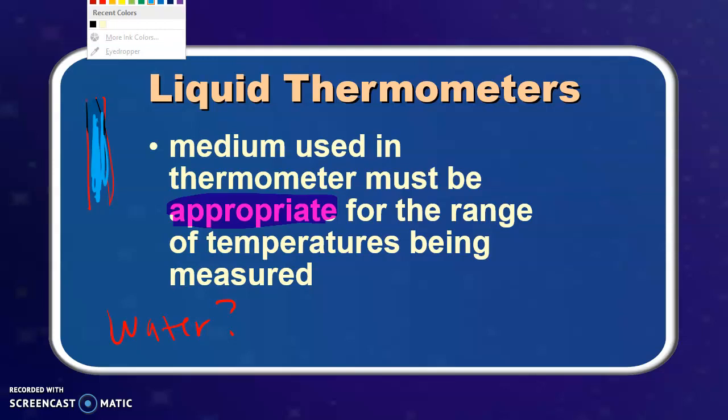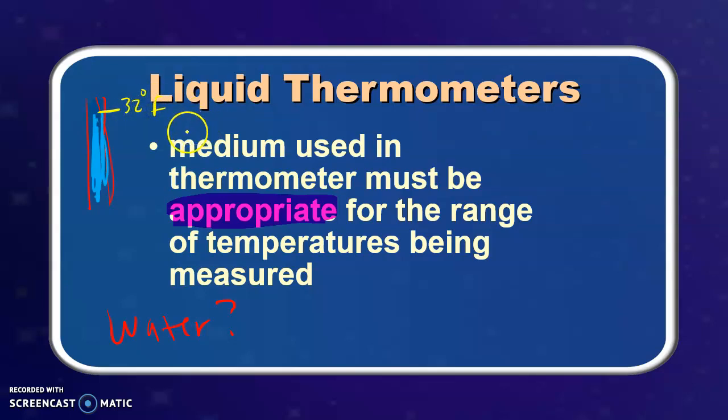What is the highest temperature it could actually read? Well, probably around 32 degrees Fahrenheit. Why? Well, water freezes at 32 degrees Fahrenheit. So water is not an appropriate medium. It's not something that we should put in our thermometers because it would have limitations. Once it goes down to 32 degrees, it freezes there, and you can't go anything lower than that.